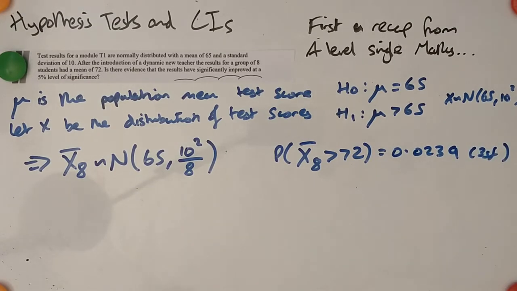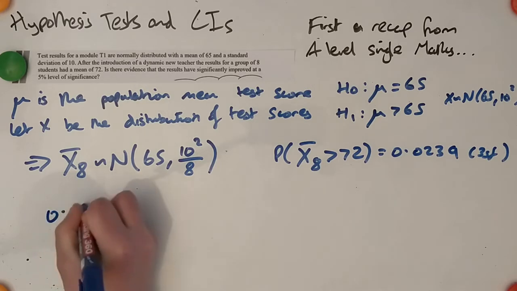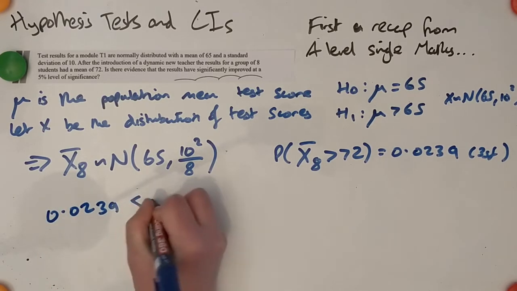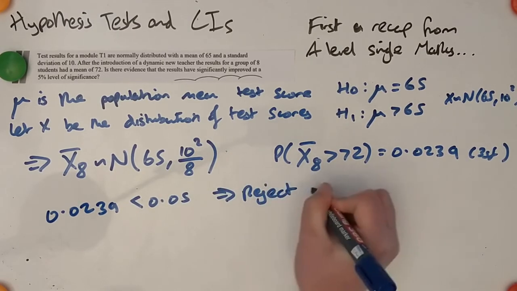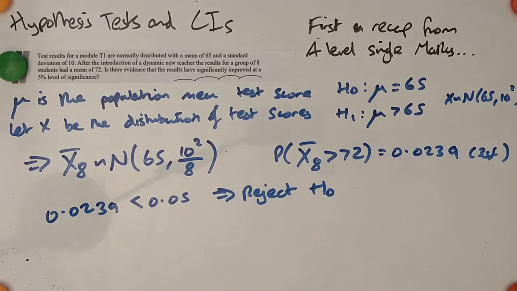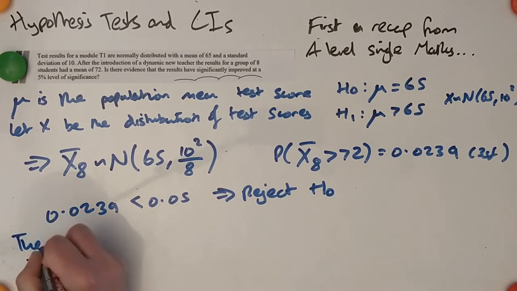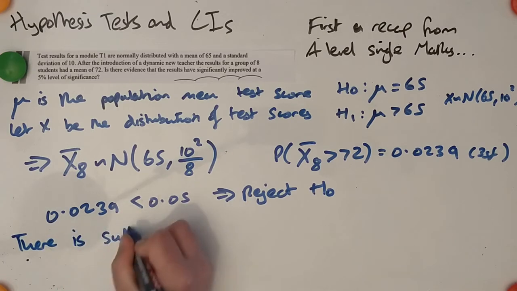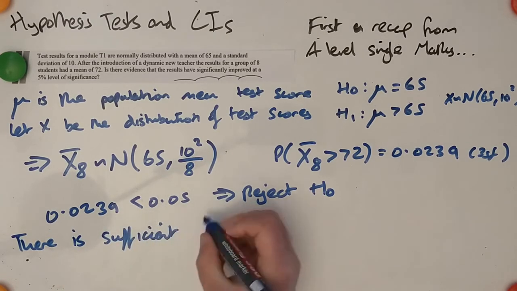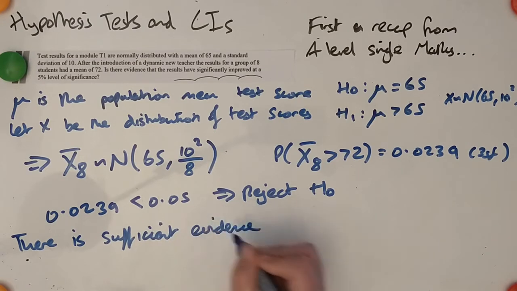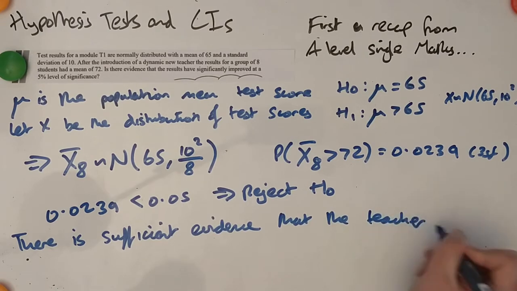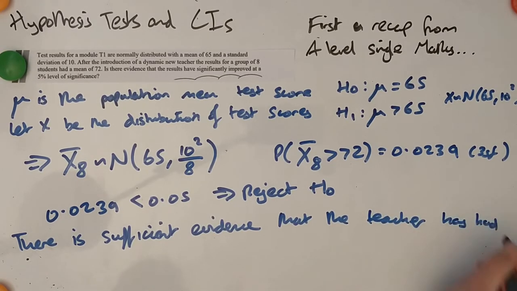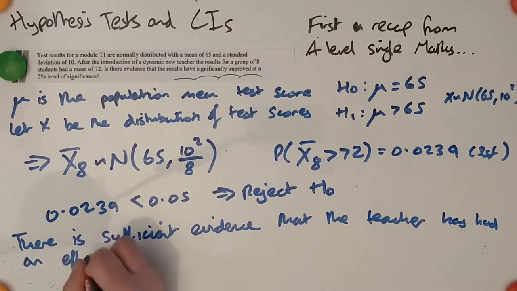Then I compare that to my significance level. 0.0239 is less than 0.05. That means I am rejecting H0. And I need my nice summative statement in the end. So there is sufficient evidence that the teacher has had an effect, which is good news for all involved.